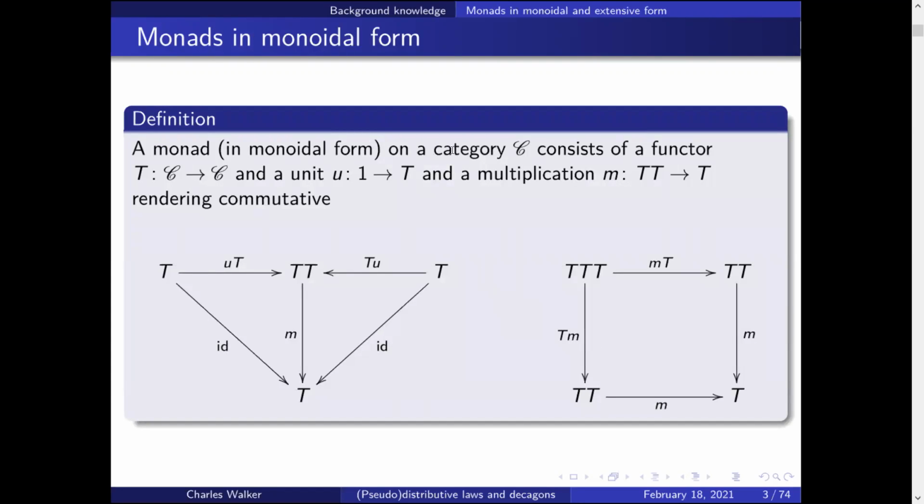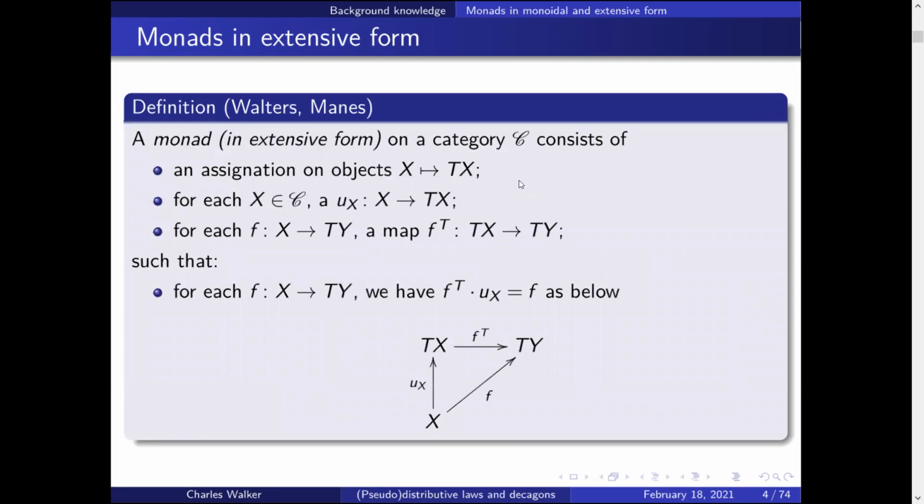Right, so a monad in monoidal form is just a functor T on a category C, from C to C, a unit, 1 to T, which is a natural transformation, and the multiplication, T squared to T, such that these two triangles and the square commute. So there's the more interesting definition due to Walters and Menezes, which is this extensive form definition.